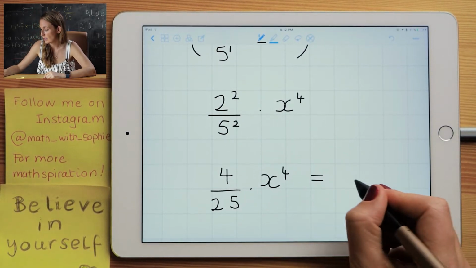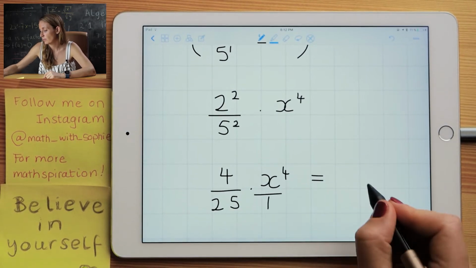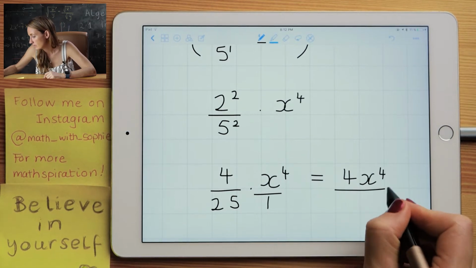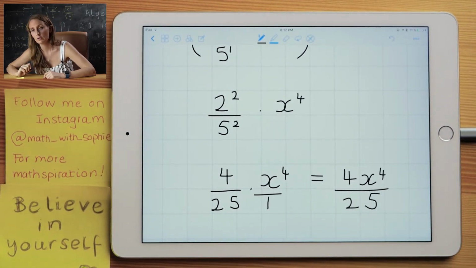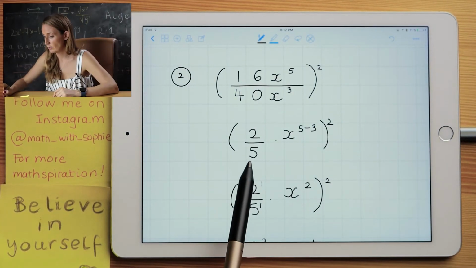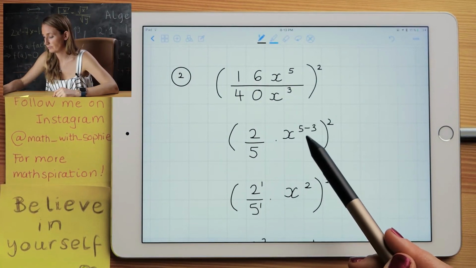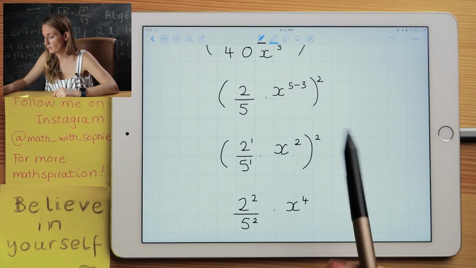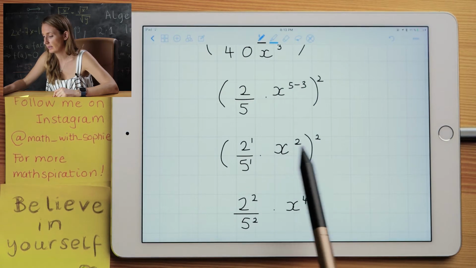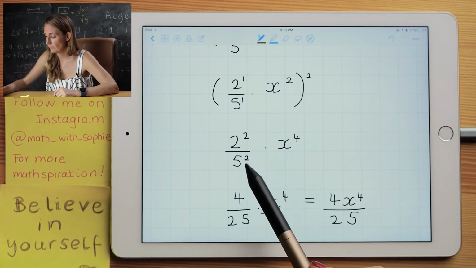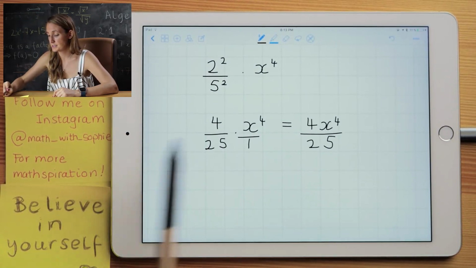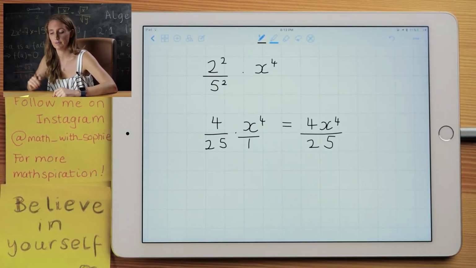The final step to tidy up is to say that would be 4x power 4 divided by 25. So quick recap on what we did. We cancelled down the numbers and we subtracted the powers. Once we had our final answer, we made sure that number outside the bracket powered every single thing inside. 2 squared, 5 squared, and the 2 times 2 will be the 4. Afterwards, we just simplified it down a little bit and tidied it up.